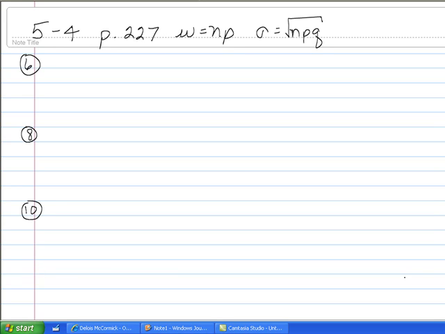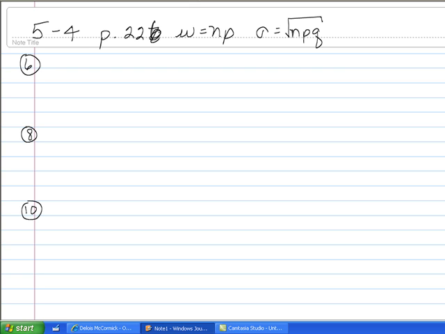Let's take a look at some sample problems from section 5-4. This is where we're calculating parameters for the binomial probability distribution. And we'll begin on page 220, actually it's 226 in the textbook, and we'll start with problem number 6.